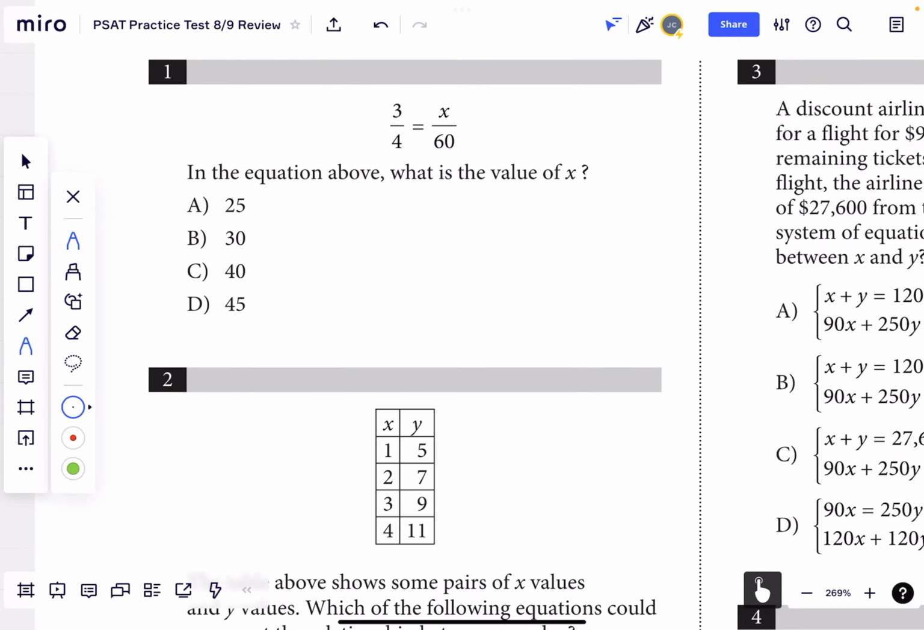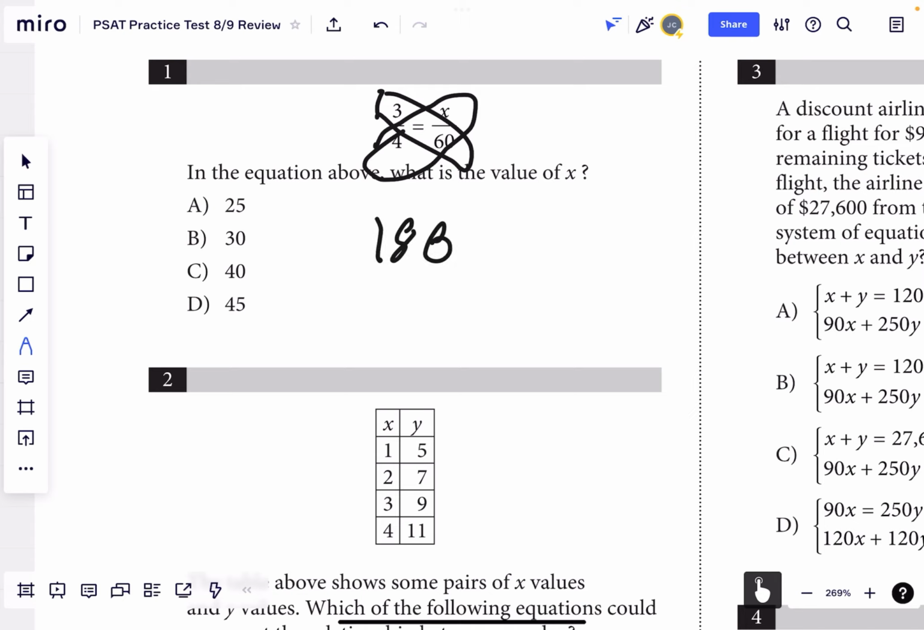So here we've got number 1. It says 3 over 4 equals x over 60. What we want to do is cross multiply. So how we do this is we multiply this cross and this cross. So you get 3 times 60, and that's 180. You put our equal sign, and that equals 4 times x, which is 4x.